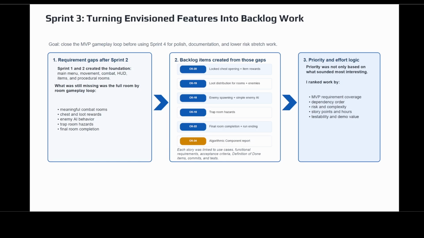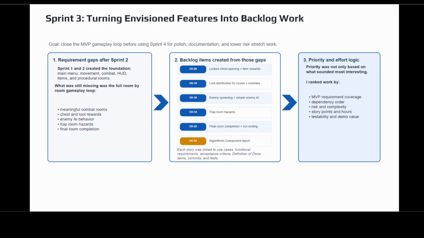The prioritization was more nuanced than simply choosing the most exciting features first. I used requirement coverage, code integration, context from earlier work, and demo value as the main planning factors when assigning story points and organizing the sprint. There was no strict priority order for most Sprint 3 stories. They could generally be worked on in any sequence. The main exceptions were the algorithmic component report, which was tied directly to the Week 9 requirement, and the final room completion story, which depended on most enemy functionality already being in place.